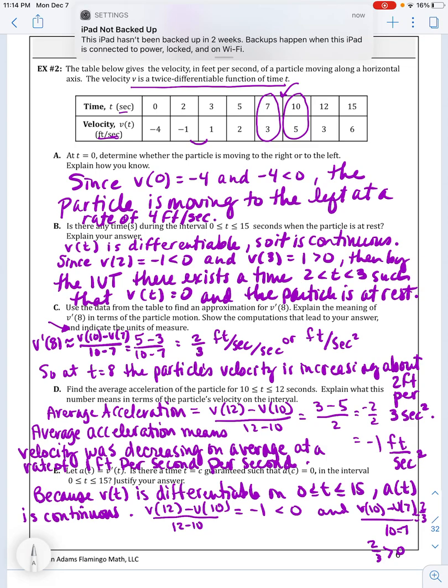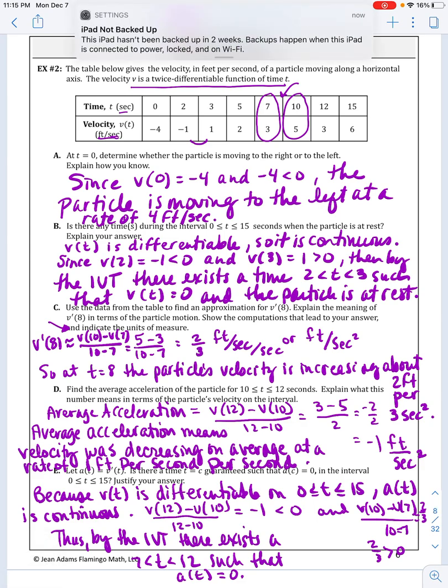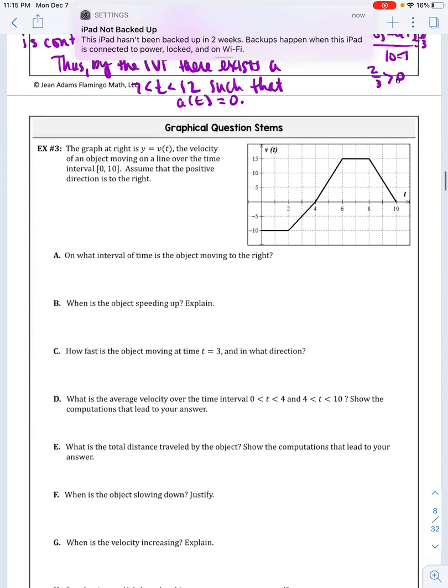Thus, by the intermediate value theorem, there exists a t in between 7 and 12 such that A of t is 0. Okay. So that is example 2.